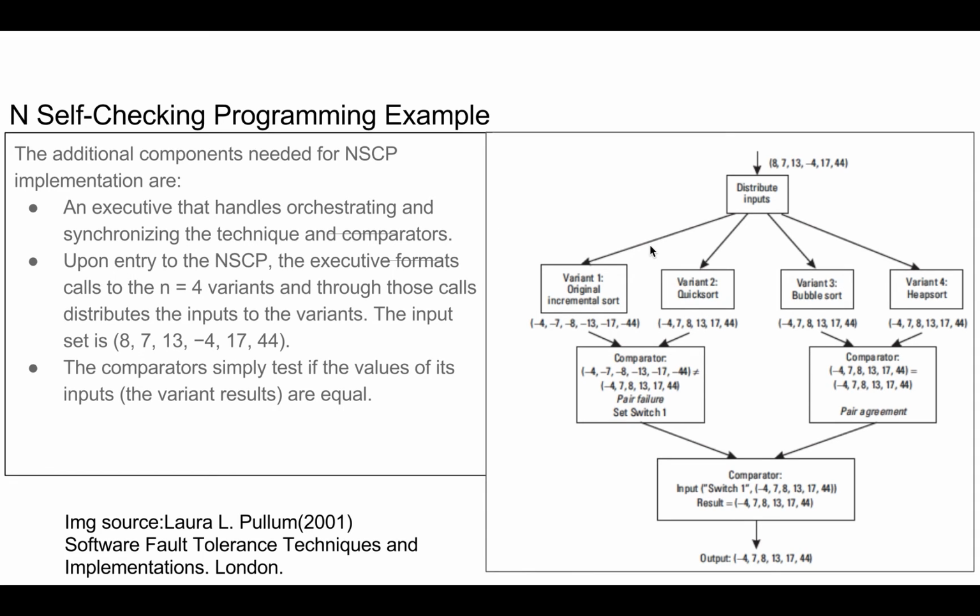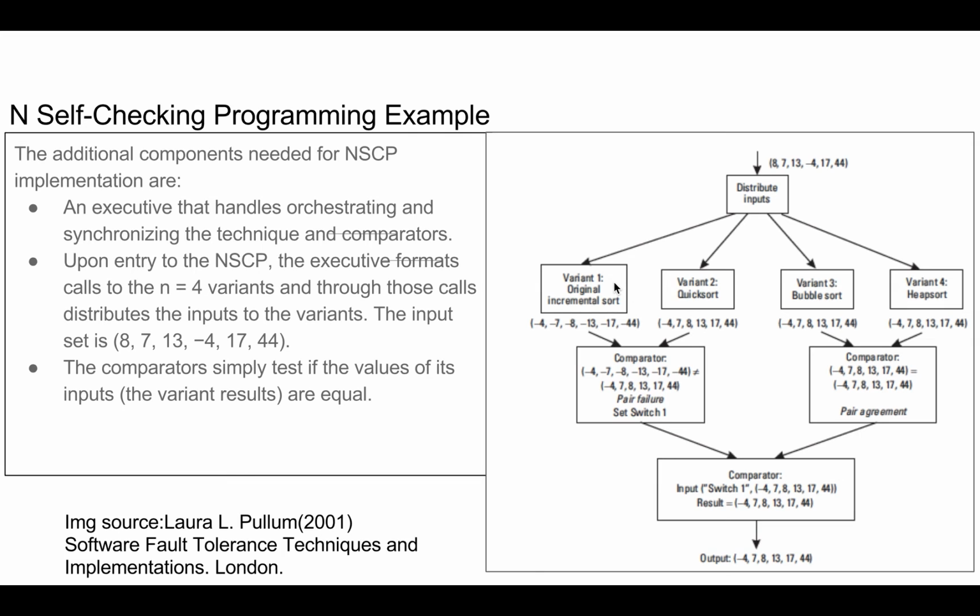In this example, the figure shows us the implementation of an NSCP for fault tolerance. For implementing the NSCP, we need additional components. They are the executive and the comparators. In this example, we are going to sort the numbers 8, 7, 13, minus 4, 17, and 44. Upon entry to the NSCP, the executive calls all four variants and distributes the inputs to all the variants, as we can see here. Each variant then starts executing concurrently.